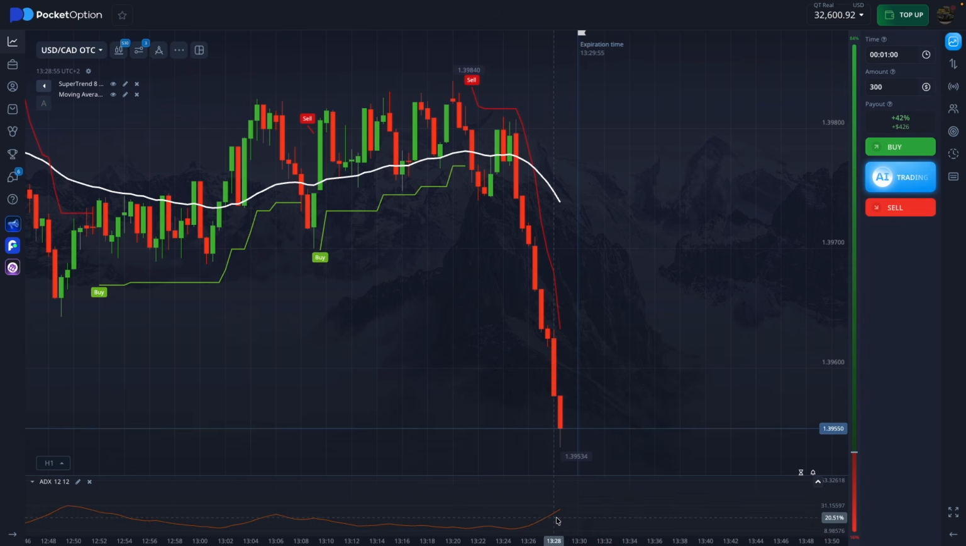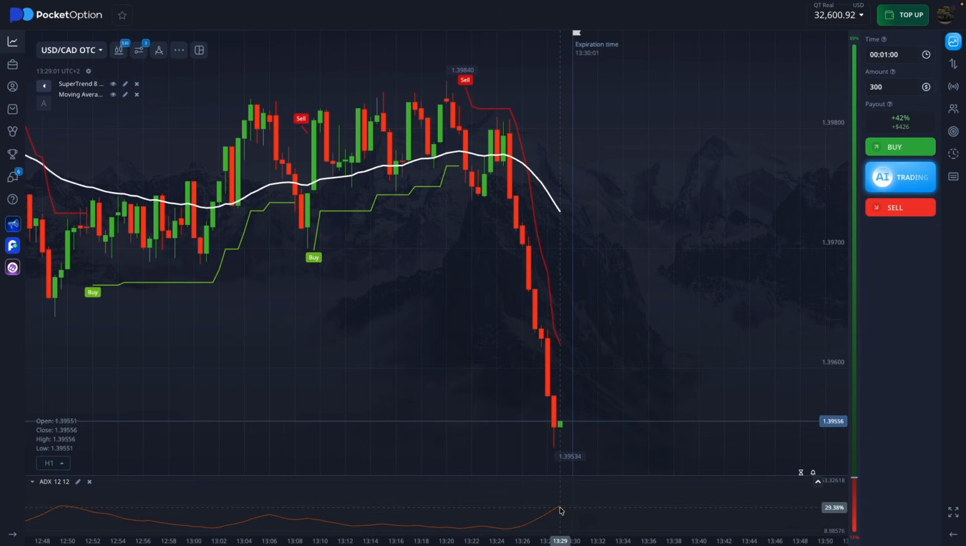For me to enter trades, I need the ADX indicator to show a value above 20. So I look at the final point of this line. If it is above the value of 20, then it is good. It means I can open trades on this chart.